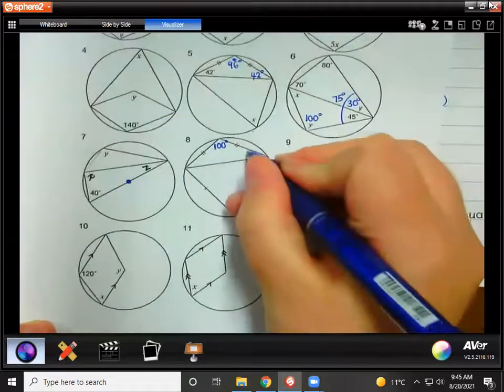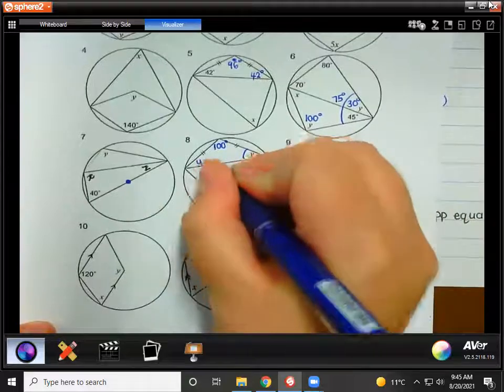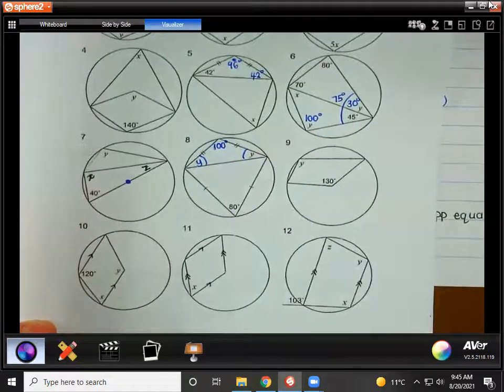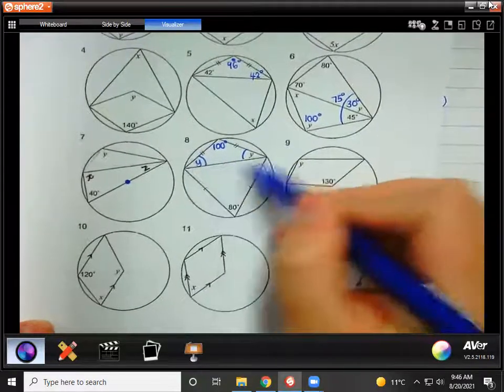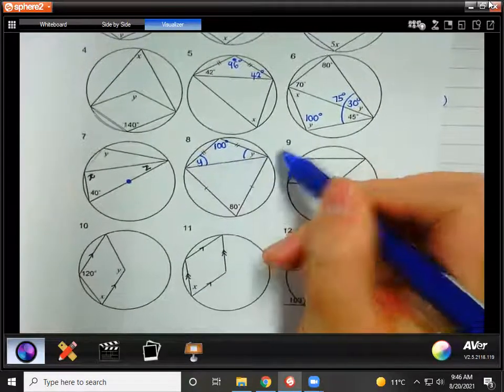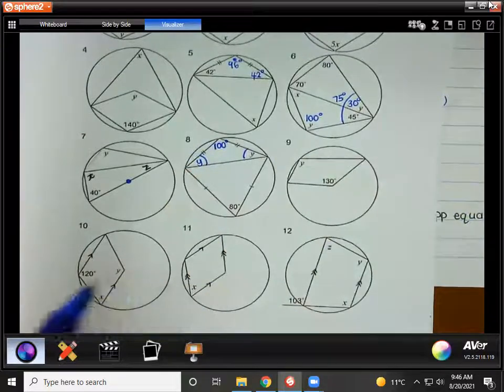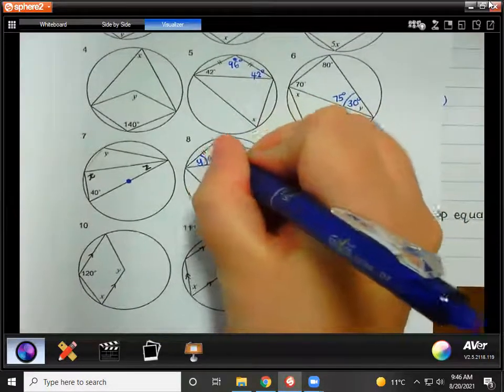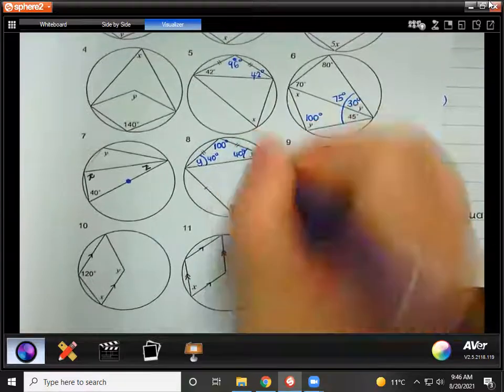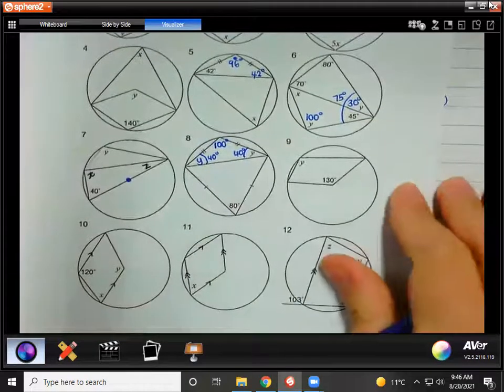And then this angle Y will be the same as that angle there. So we can do that isosceles triangle thing where you say 180 minus 100 is 80 degrees. So these two angles must add up to 80. But because they're equal, we can divide by 2. So each of these angles will have to be 40 degrees. Right?